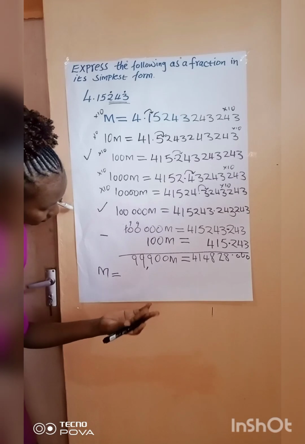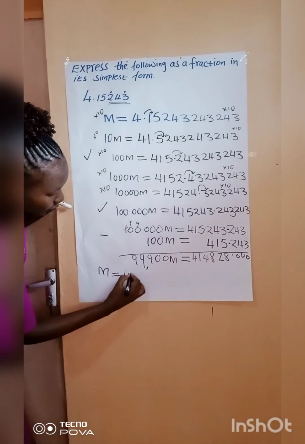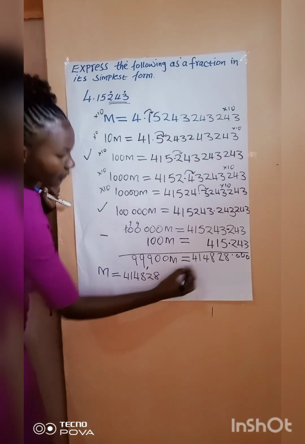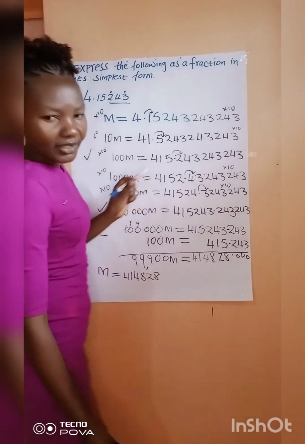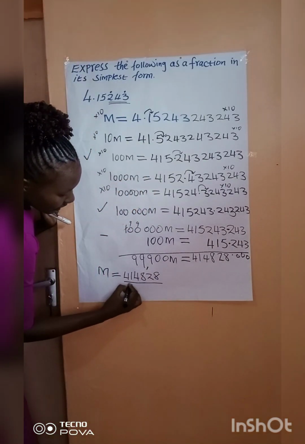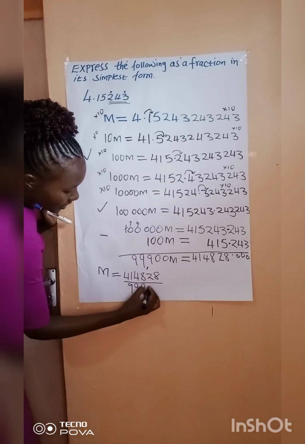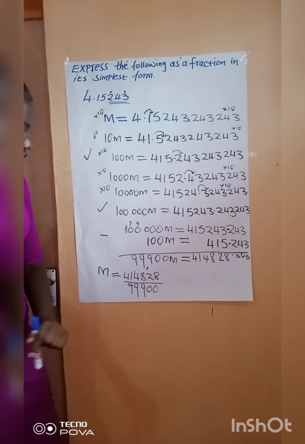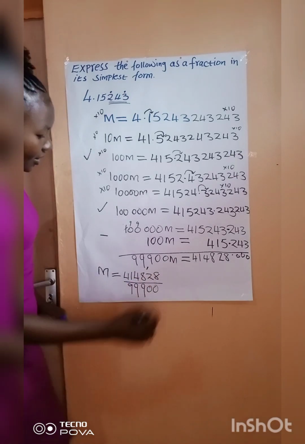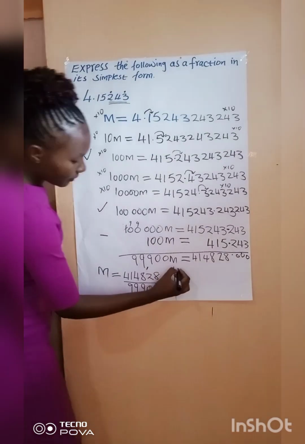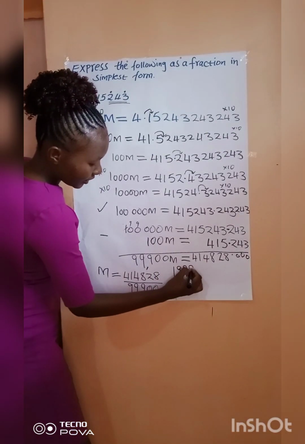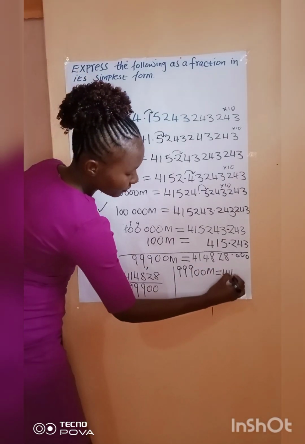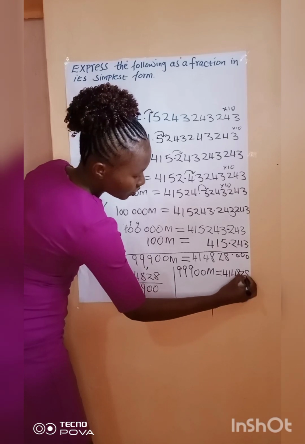So okay, let me just write here. So I can write m equals 41,428. I don't have to write all these zeros here. And then I divide by 99900. So if you want to get the value of m, that is how you do it. But before we come here, let me just show you how I've done this one. 99900m then equals 41,428.